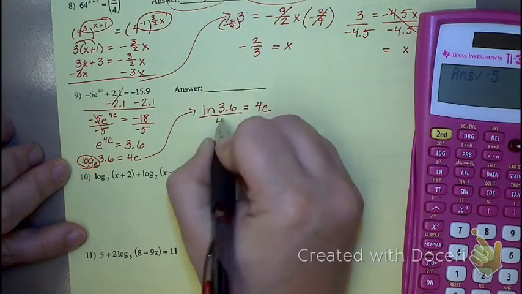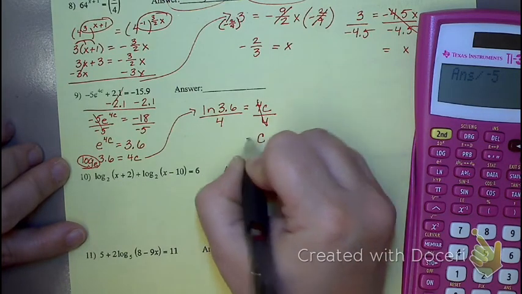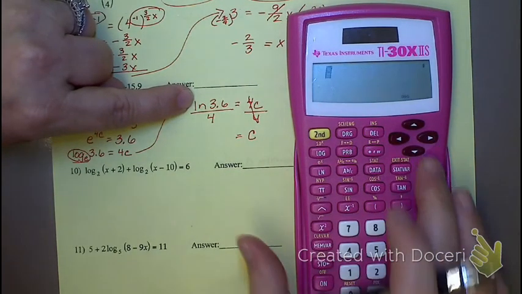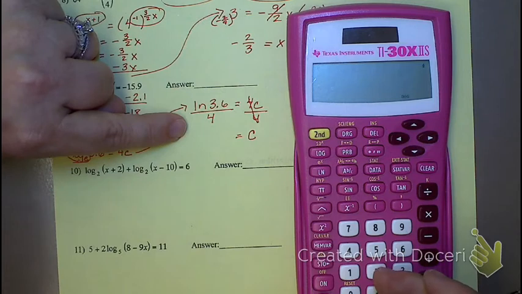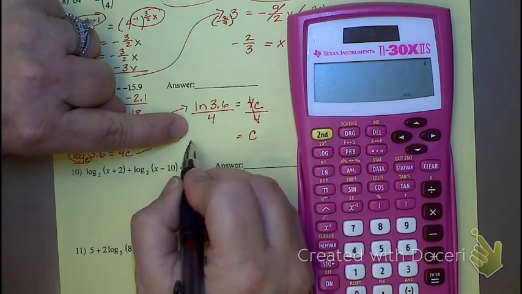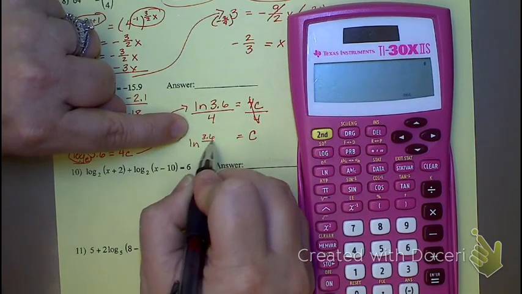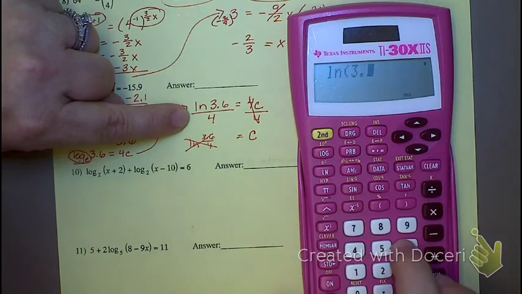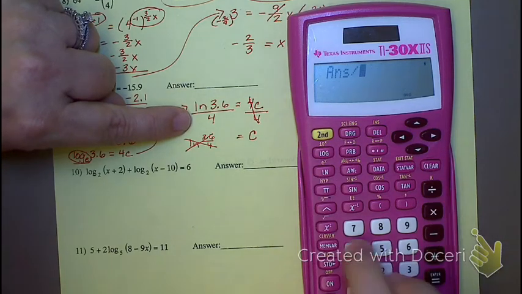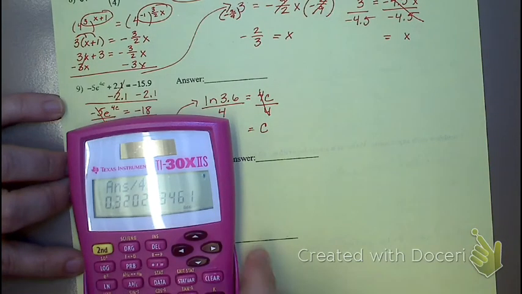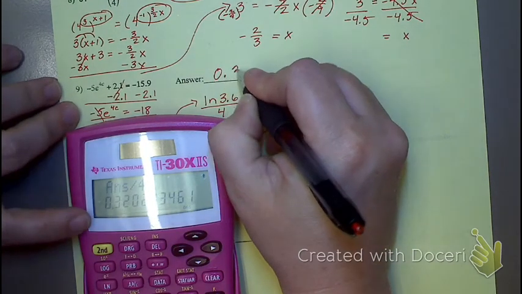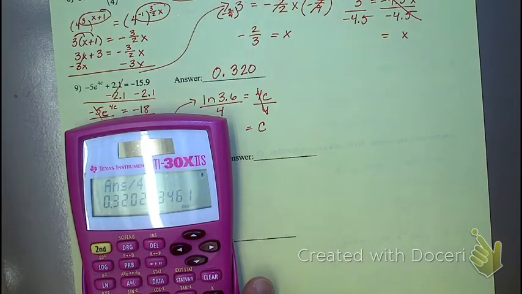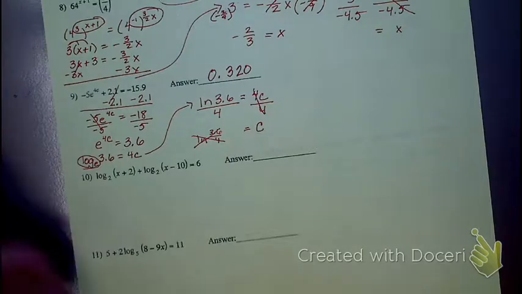I would divide by 4 to get what c equals. So I can just type in ln of 3.6 divided by 4, not ln of 3.6 divided by ln of 4. And it's not the same as ln of 3.6 over 4. That's not what we're doing. We're doing the natural log of 3.6, finding out what that is, and then dividing it by 4. And I'm going to have to round that off. I get 0.320. Again, I want 3 digits past the decimal there. Okay. Moving on to the next one.